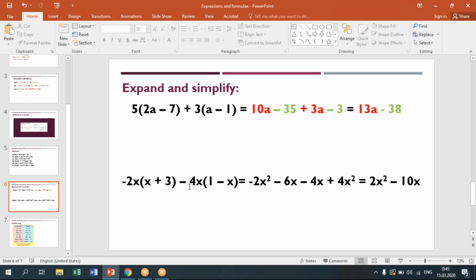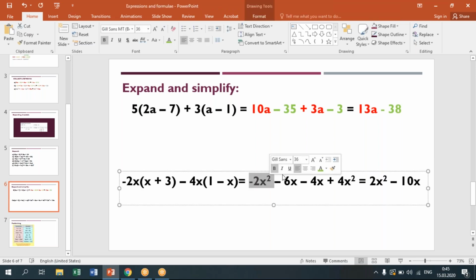Here, negative 4x, because we have minus before, negative 4x times positive 1 will be negative 4x. Negative 4x multiplied by negative x. Negative, negative, it makes positive. And 4 will be the same because we don't have any constant number before. x and x with the power 2. So 4x squared. Now we have to collect them.